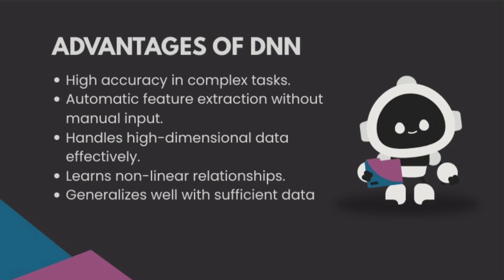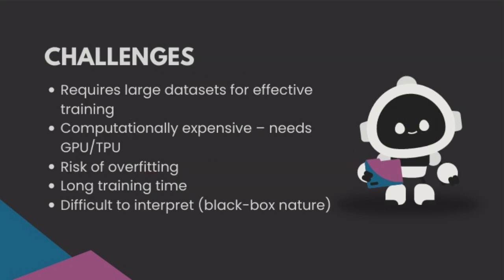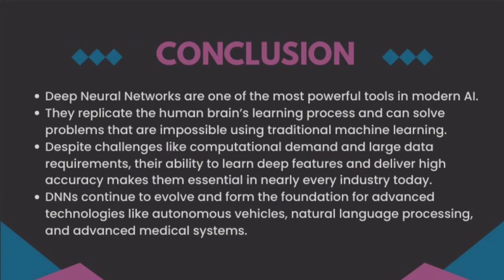To sum up, deep neural networks are among the most powerful tools in modern AI and in many ways replicate aspects of the human brain's learning process. They can solve problems that are very difficult or even impossible for traditional machine learning methods, and they form the foundation for advanced technologies like autonomous vehicles, NLP, and modern medical systems. Despite their challenges, the ability of DNNs to learn deep features and deliver high accuracy makes them essential in nearly every industry today.